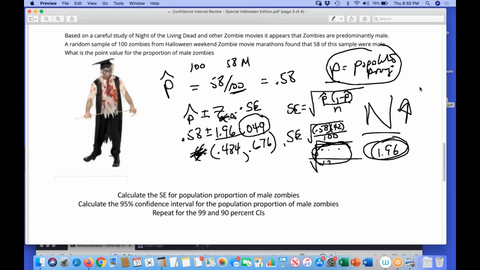So, okay, that's the deal there. It's just a little bit different when we're working with proportions, but it's still the same basic idea. So now repeat for 99 and 90% confidence intervals. What do you do there? Instead of 1.96, 2.58. Instead of 1.96, 1.64, depending on whether you want the 99% confidence interval or the 90% confidence interval. Okay, so let's move on to the real meaty stuff that we need to learn.